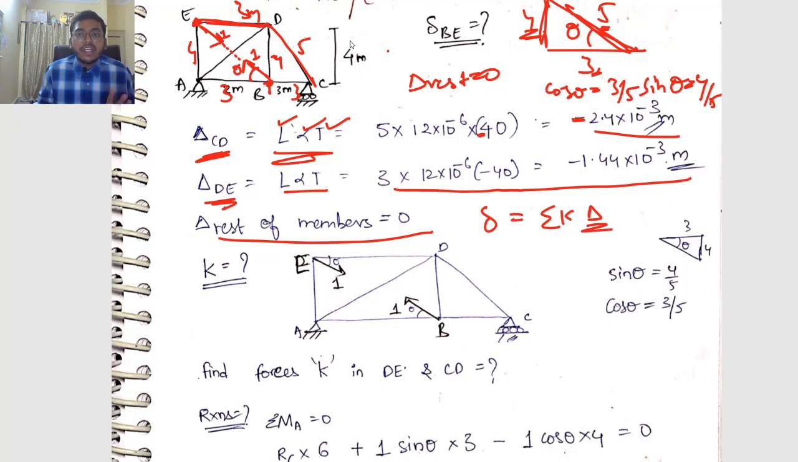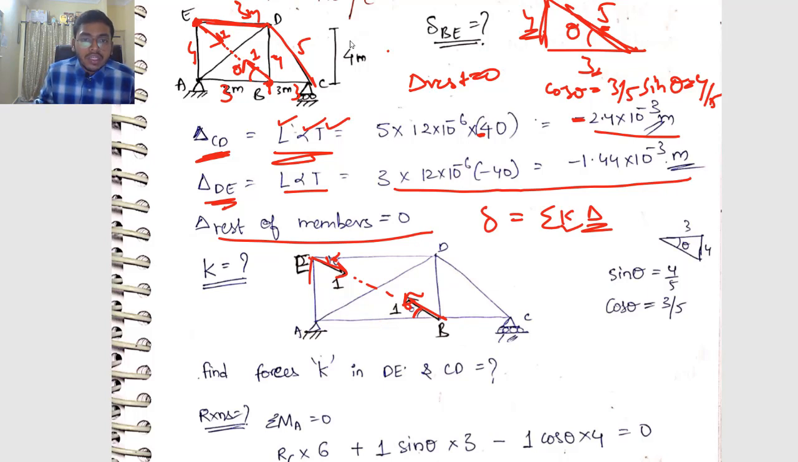So delta values we already found. Let us find K values. So what we have to do? We have to apply unit load along BE. Okay, we have already seen what this theta is. So let us find out using any method, method of joints or method of sections, it is fine. You have to find K values in the members. See, you need not find K values in all the members, because we know in most of the members my delta value is 0.